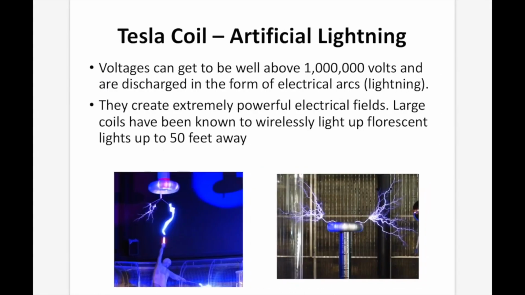Tesla coil, artificial lightning. Tesla coils can produce voltages well above 1 million volts and are discharged in the form of electrical arcs, lightning. They can create extremely powerful electric fields, so large in fact that they've been known to wirelessly light up fluorescent lights 50 feet away. So here's an example of a Tesla coil here and here.